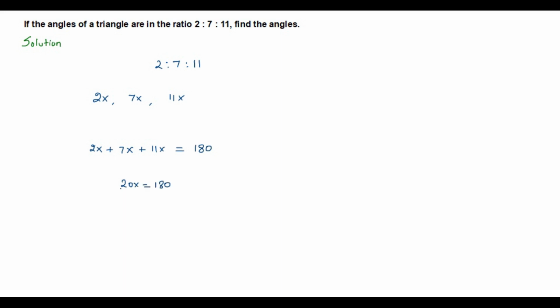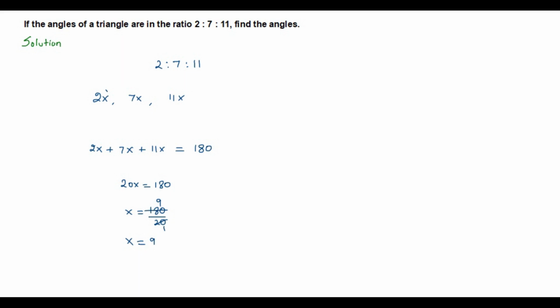Now 20 and x are multiplied here. If I take this 20 to the right side, it will become division, that is x is equal to 180 divided by 20. When you divide 180 by 20, it will be 9, because 20 goes into 180 nine times, we get x.